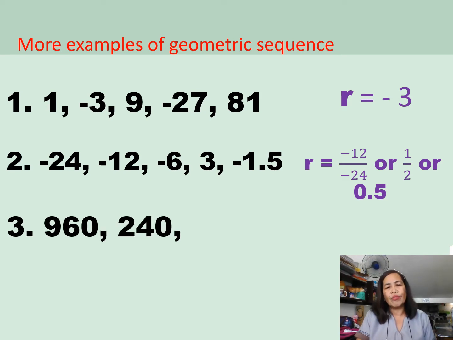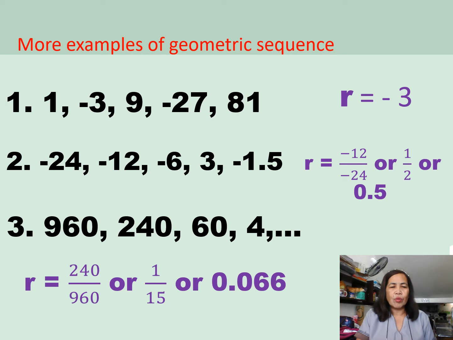960, 240, 64. So we have here R equals 240 over 960, or 1 over 15. Simplifying by dividing 1 by 15, we get also 0.066.